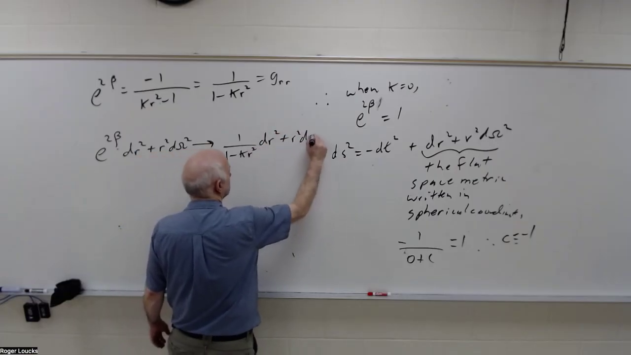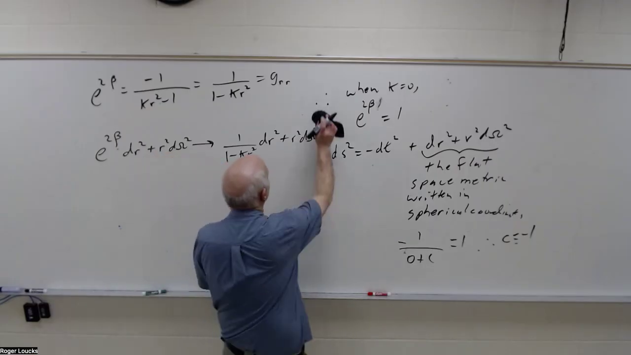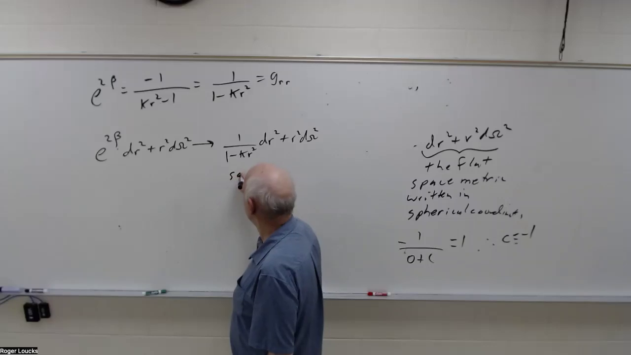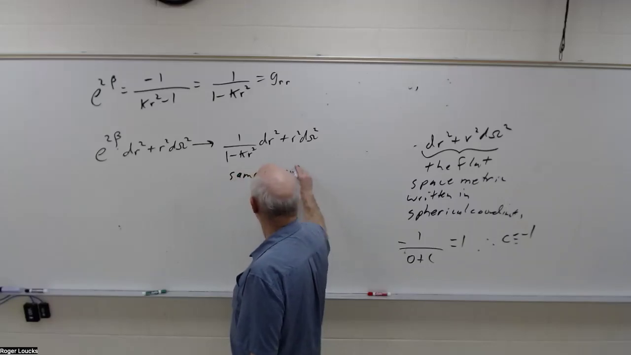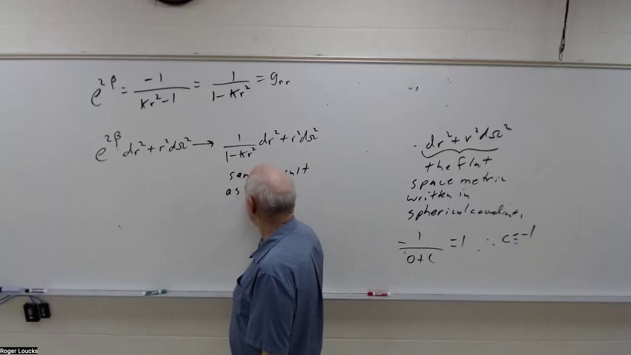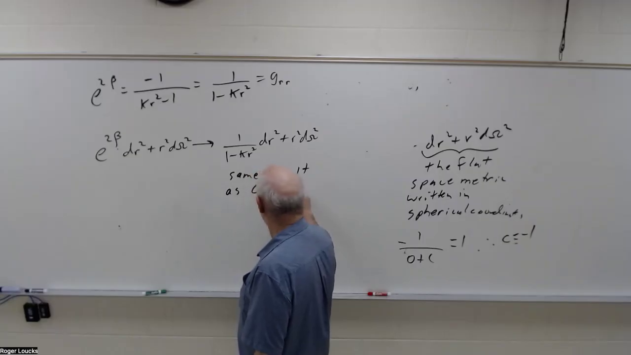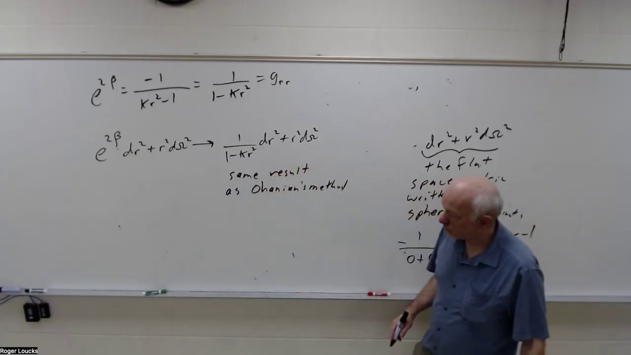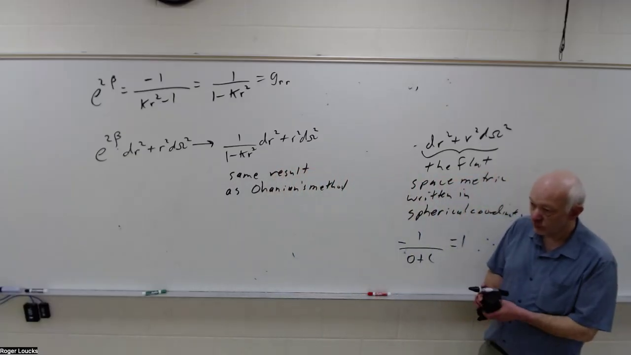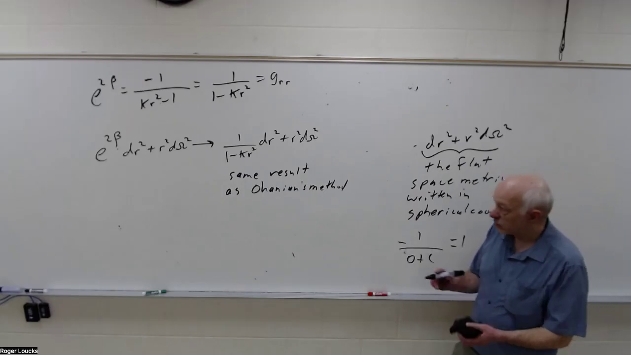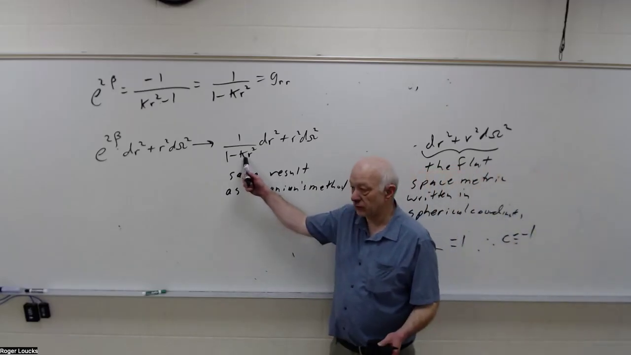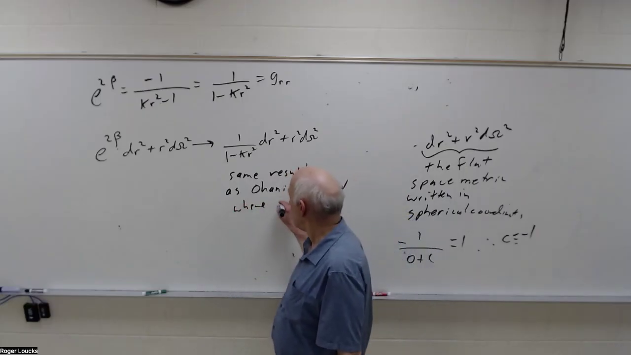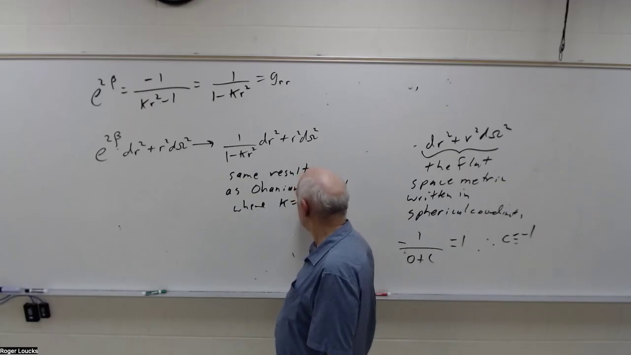Just goes to our 1 over 1 minus kr squared plus r squared d omega squared. And this is the same result as Ohanian's method. So we get the exact same result. You can see that it makes a connection of this k here is going to be the 1 over a squared. I'll just say where the k is this 1 over a squared.